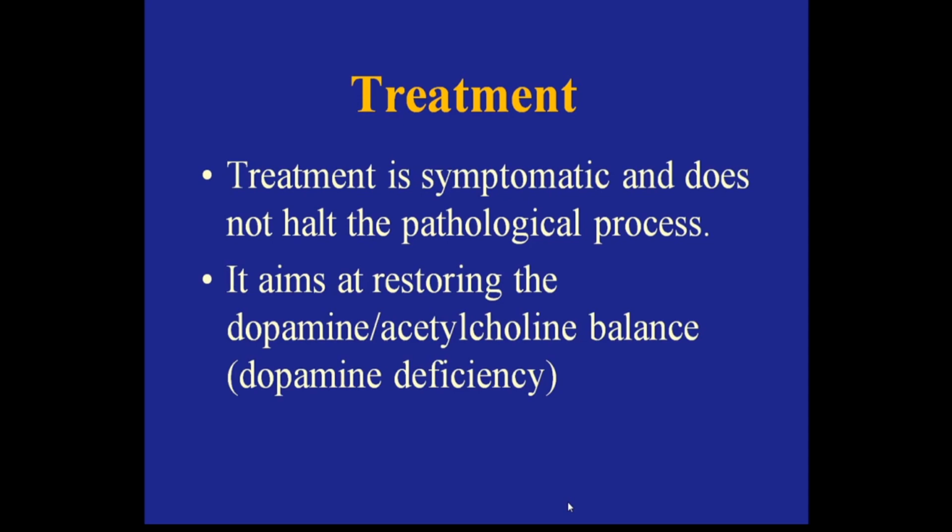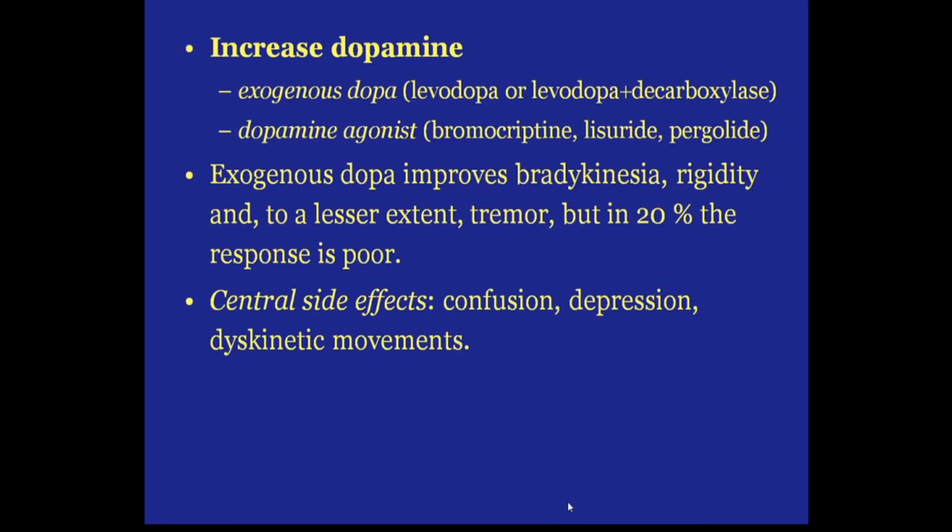Treatment is symptomatic. It does not halt the pathological process, but really can help. It aims at restoring the dopamine and acetylcholine balance. We know we have dopamine deficiency. And so the first method, we try to increase dopamine and give exogenous dopa. We give levodopa or levodopa plus inhibitor of side effects, or sometimes we can help with dopamine agonists. A lot of side effects and a lot of problems during usage of levodopa exogenously.